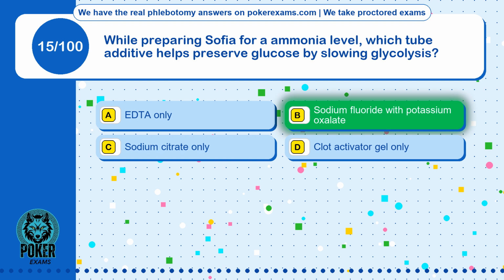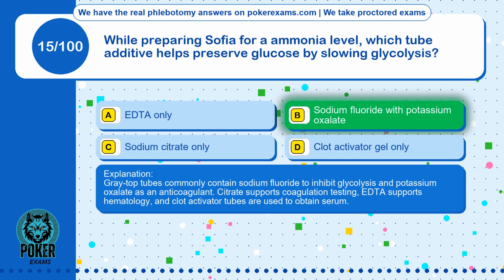The correct answer is option B, sodium fluoride with potassium oxalate. Gray top tubes commonly contain sodium fluoride to inhibit glycolysis and potassium oxalate as an anticoagulant. Citrate supports coagulation testing, EDTA supports hematology, and clot activator tubes are used to obtain serum.